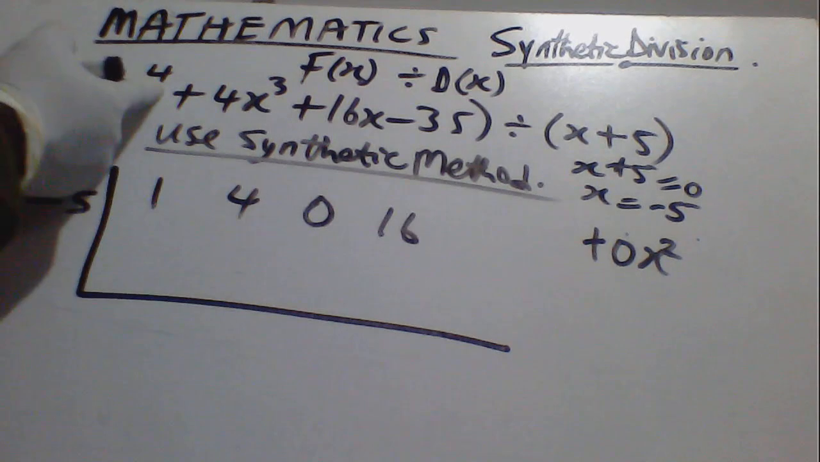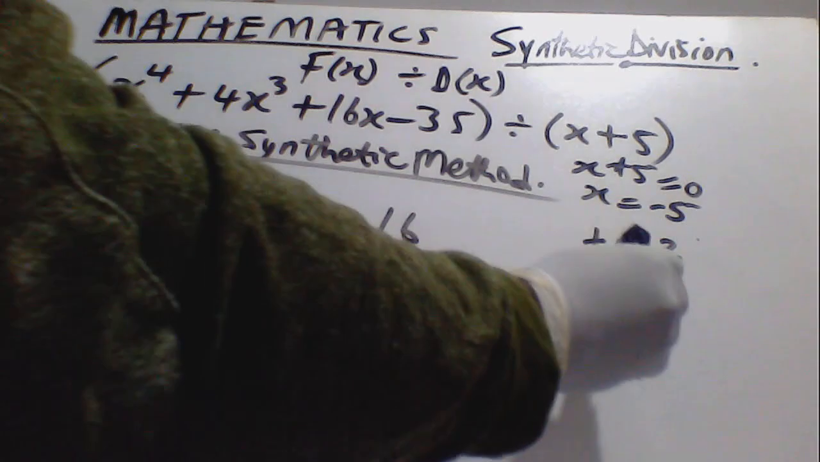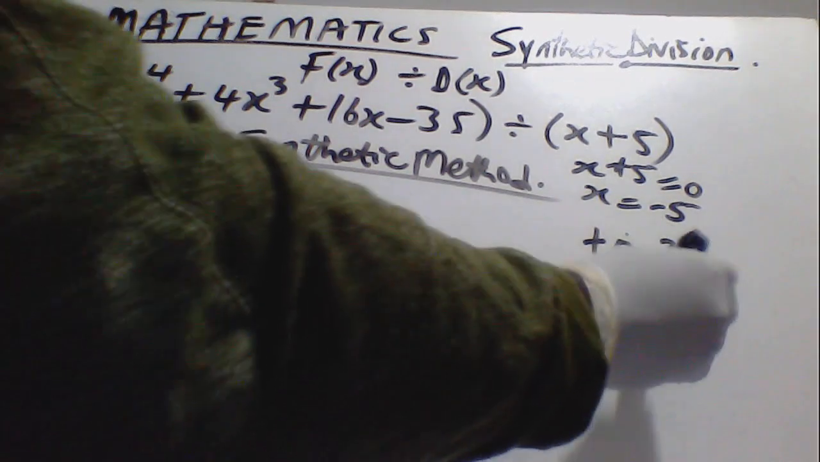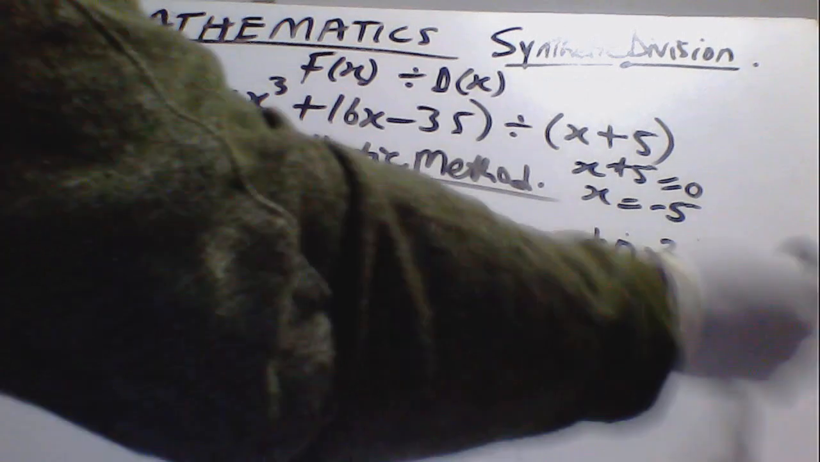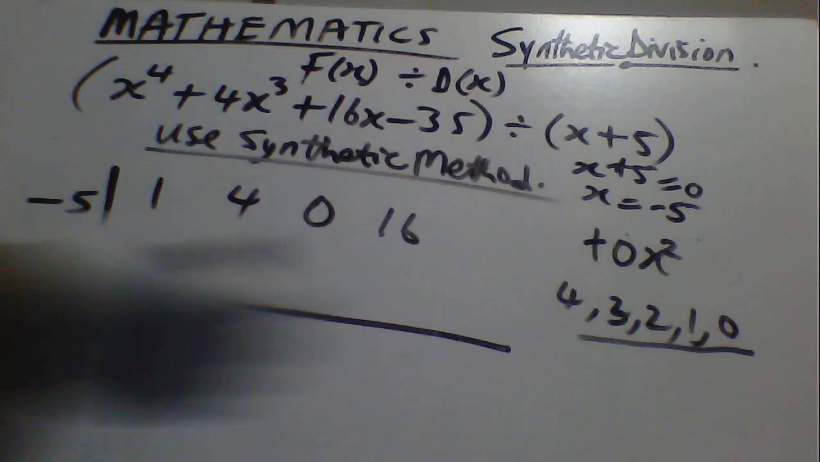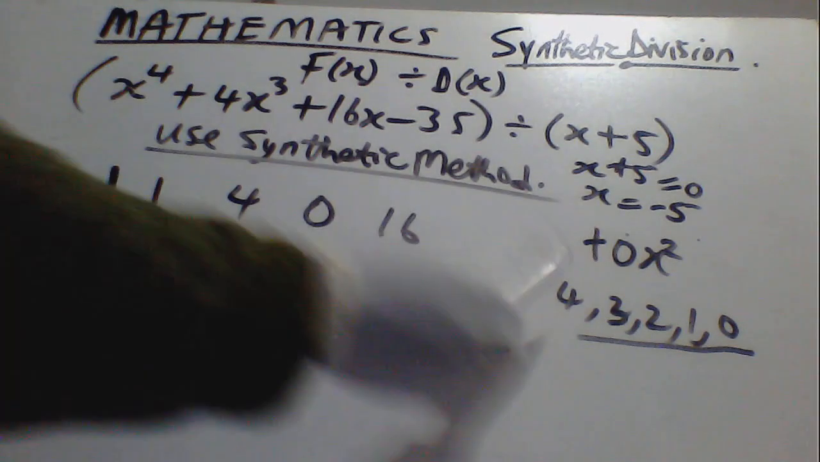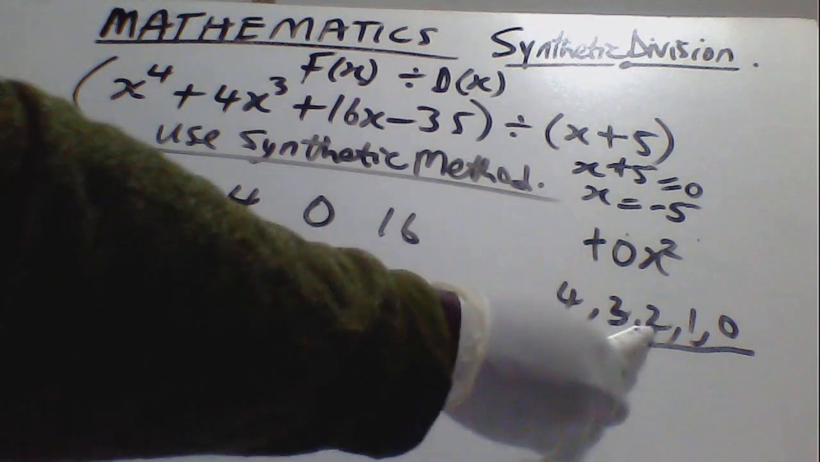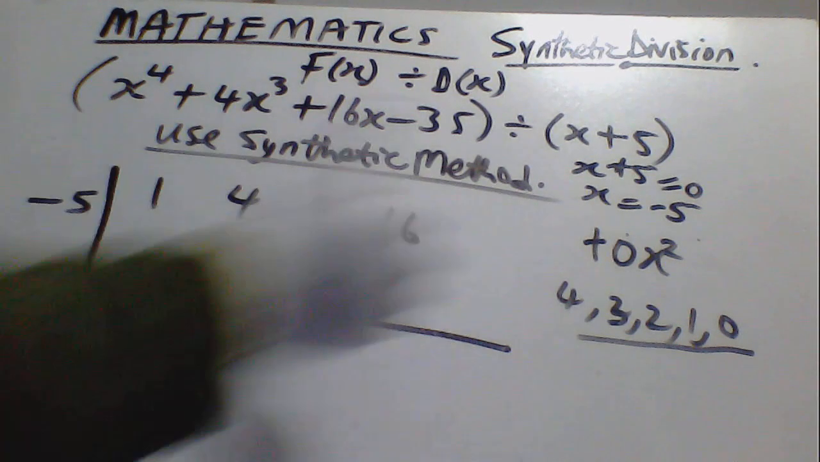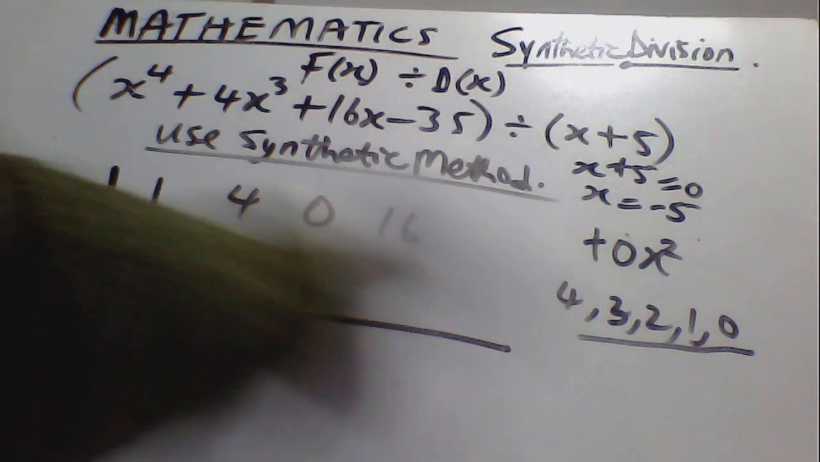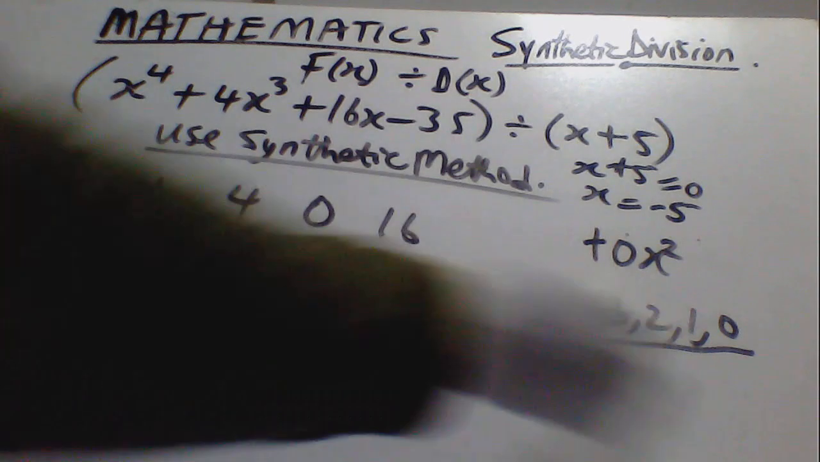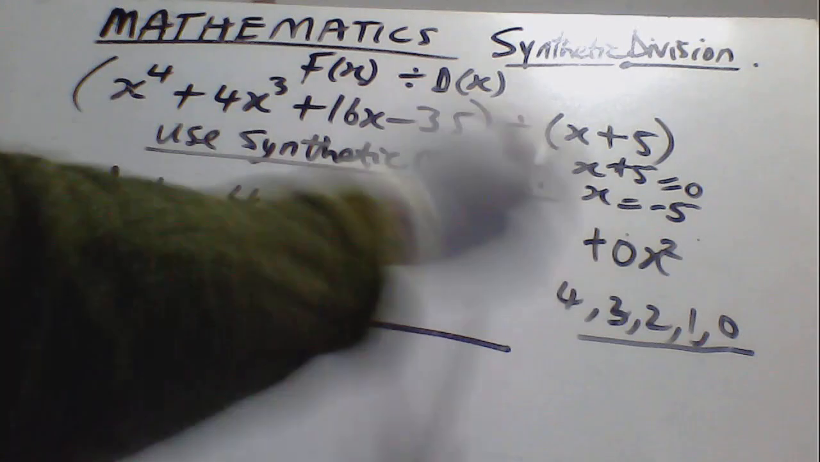Because the highest power is 4, you must include all the powers that make up the terms, in descending order of magnitude. Here we have 4, 3, the next is 2, and there is no x squared term here. We notice that the coefficient is 0, and then the next is x, and then the constant, in this case minus 35.